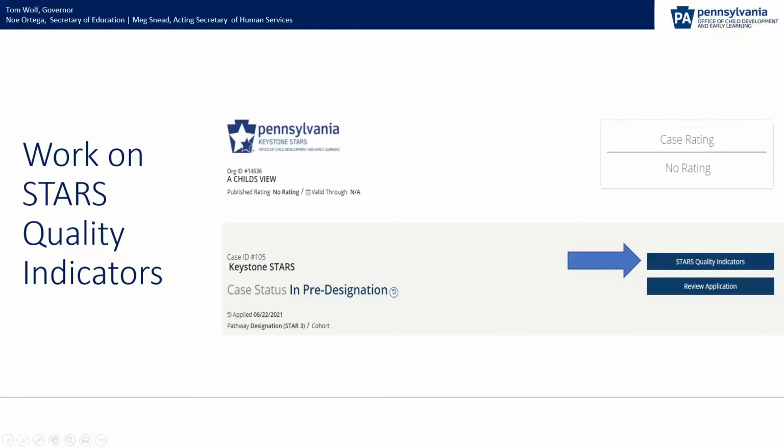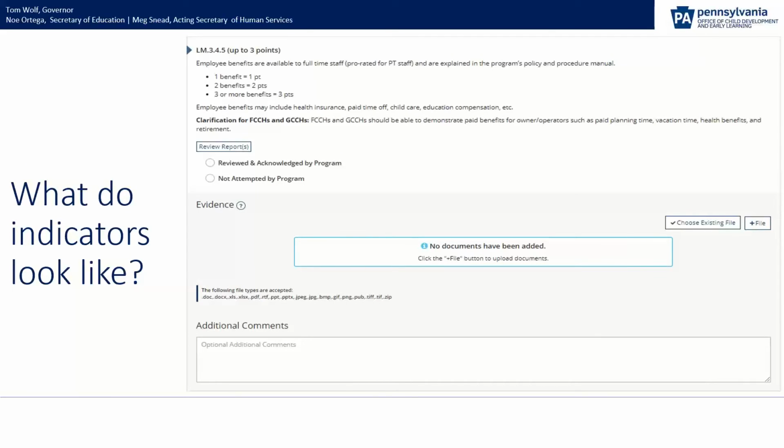All right, so let's pretend that Sonia goes ahead and clicks on STARS Quality Indicators. What happens next? Sonia will be taken to a screen that shows all the STARS quality indicators. But what do indicators actually look like? I pulled out this indicator to take a peek at because it shows many elements all in one place. So let's get acquainted with the indicators.